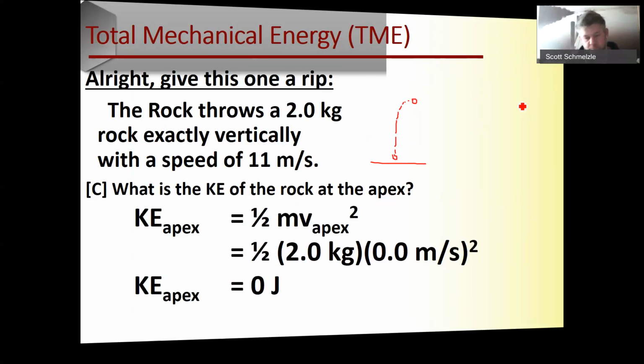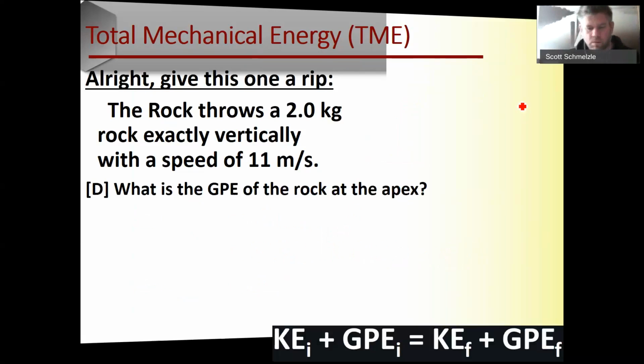So what we end up seeing here is that all of that kinetic energy disappeared. Where did it go? Meaning that it had to be transferred to something else. Well, this is where this equation at the bottom comes into play. So we want to know, what is the GPE of the rock at the apex?